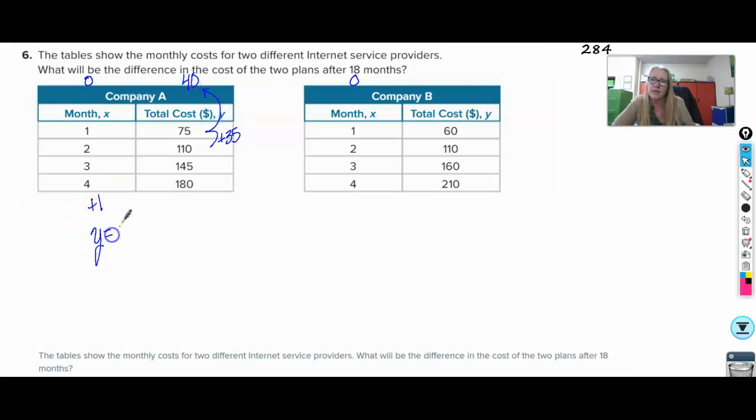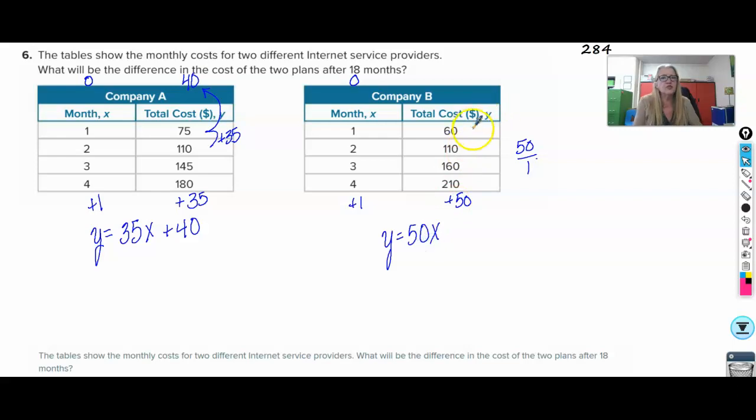So the equation for this one is y equals, now the slope is 35 over 1, which is 35, and the initial value is 40. So that's the equation for company A. Let's go over here to company B. What's going on here? Up by 1, up by 1, up by 1. This one's going up by 50, up by 50, up by 50. Okay, so the slope is 50 over 1, or just 50. We need the initial value, though. Going up by 50 this way, if we're going to go backwards, we would go down by 50. So the initial cost is 10.